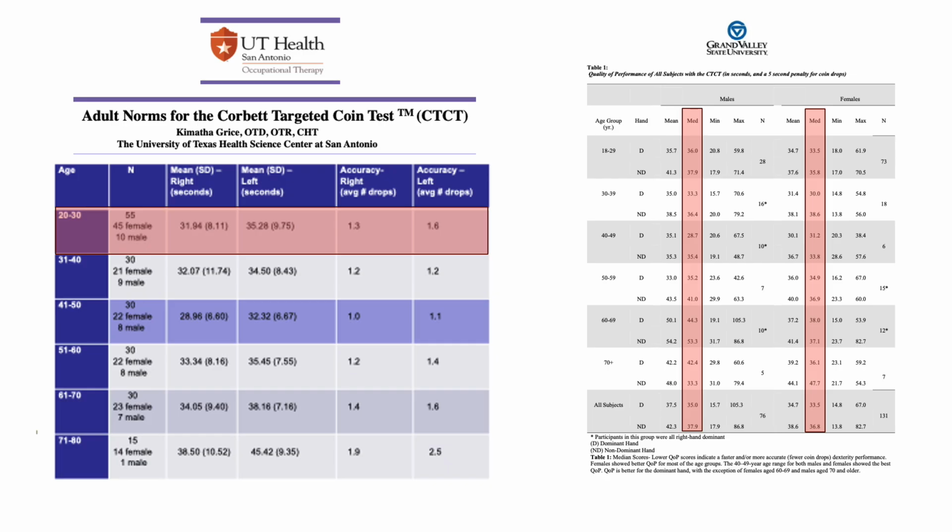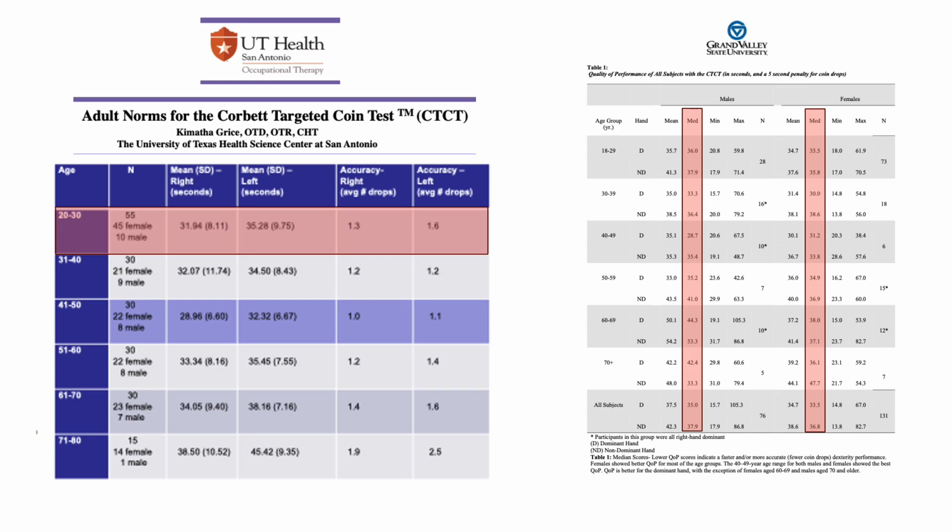In my pilot feasibility study, which won Best Poster at the 2017 ASHT annual conference, I found that in a non-injured sample of 20 to 30-year-olds, there was a 1-second difference in the speed of the task between dominant and non-dominant hands. Analysis of the quality of performance or accuracy data reflected that 1.5 coins were dropped by the dominant hand and 1.7 coins were dropped by the non-dominant hand.